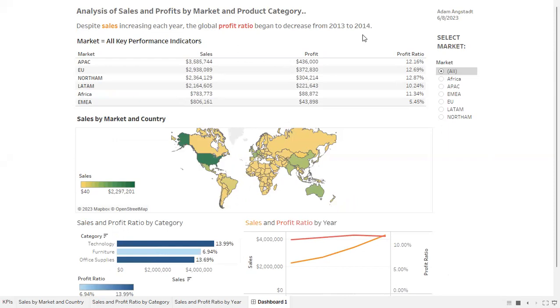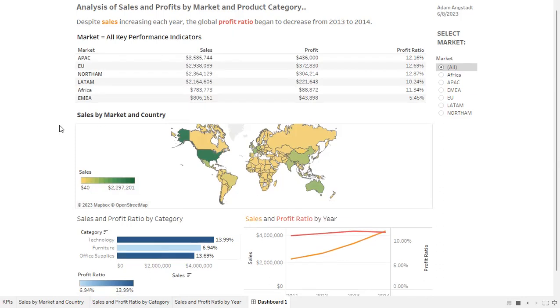Hello. So my dashboard question is, how do sales and profit trends compare by each market that this company is selling in? And I included some category information as well, the product categories. So here's kind of a live tour. We have all of the markets that the company sells into.